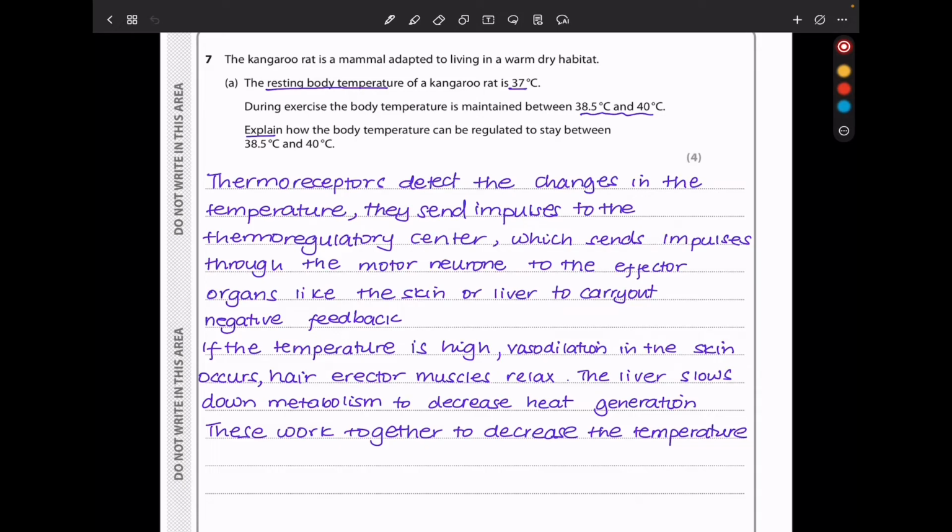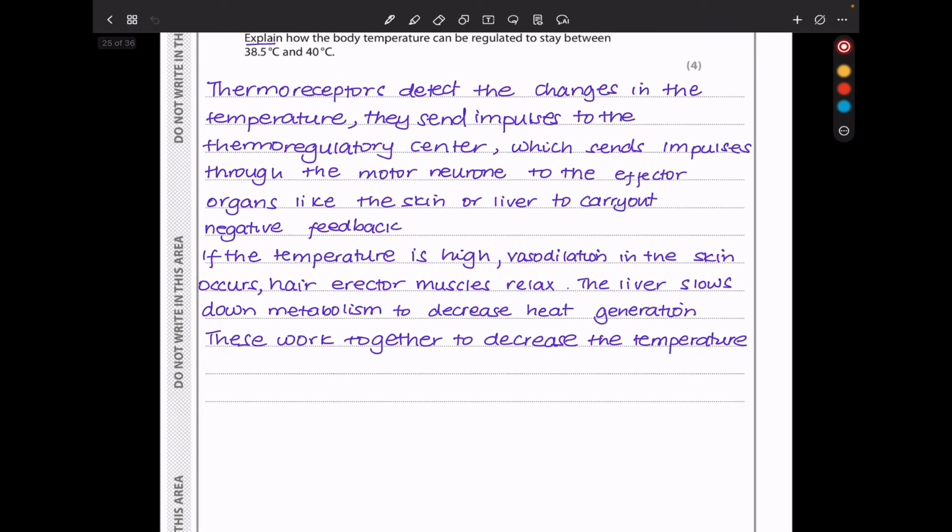So I say thermoreceptors detect the changes in the temperature. They send impulses to the thermoregulatory center, which sends impulses through the motor neuron to the effector organs, for example, the skin or liver, to carry out negative feedback. If the temperature is high, vasodilation in the skin occurs, the hair erector muscles relax, the liver slows down metabolism to decrease heat generation, and these work together to decrease the temperature.